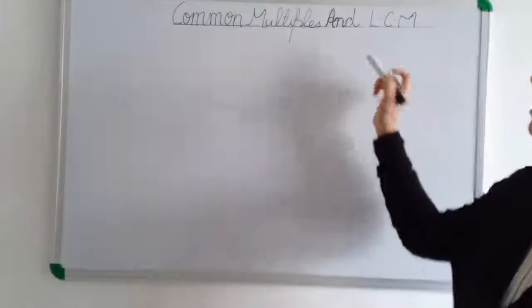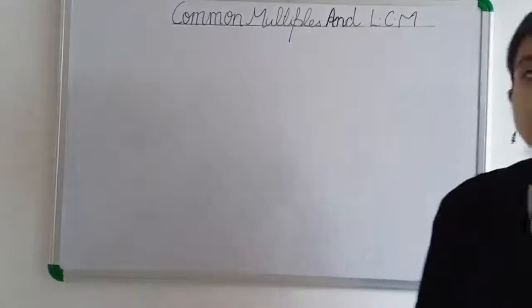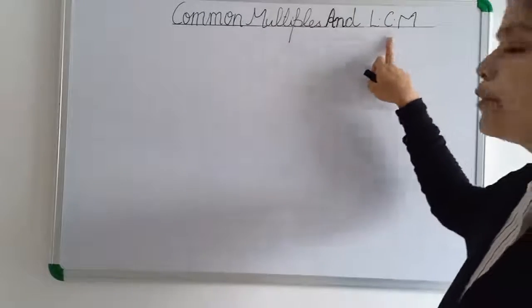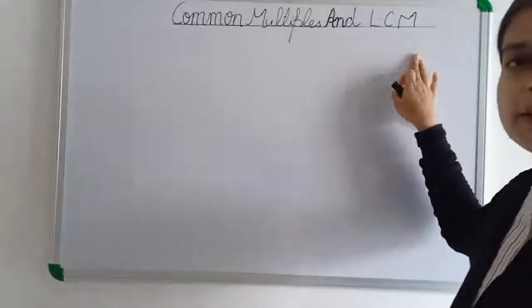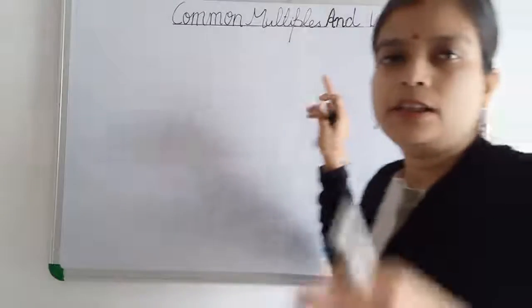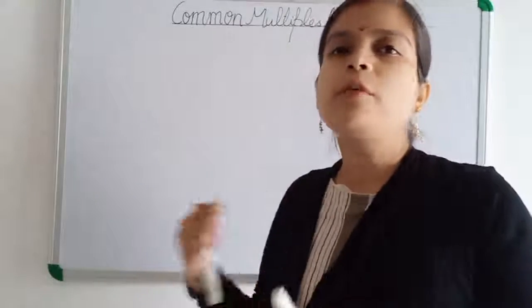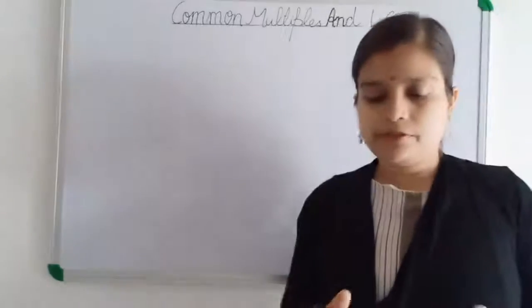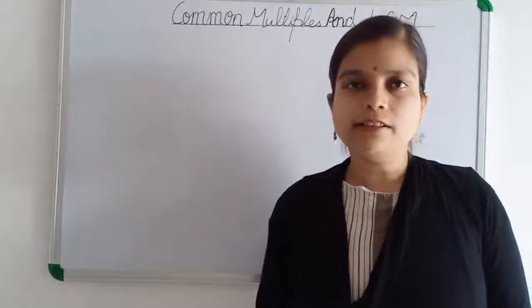Next we are going to discuss LCM. The full form of LCM is L for least, C for common, and M for multiples. Here it is also common multiples only, but least means the smallest among the common multiples. That is LCM. So these two we will discuss here, how to find them.